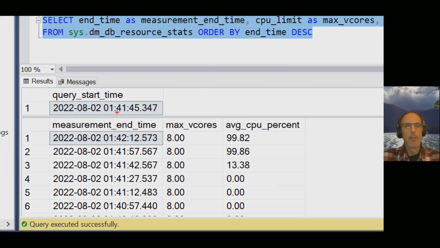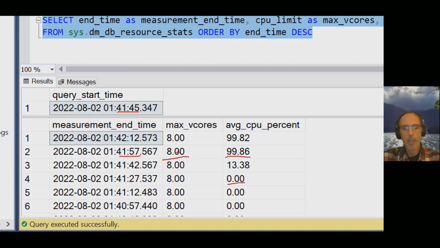So here I see that I launched my workload at roughly 41 minutes and 45 seconds, and that by 41 minutes and 57 seconds, so less than 15 seconds later, this database was consuming almost 100% of all 8 cores. So scaling from essentially 0 usage up to almost all 8 cores in less than 15 seconds.